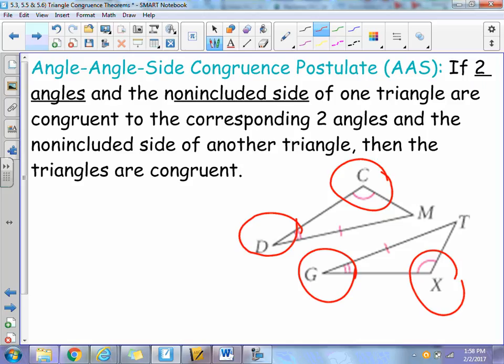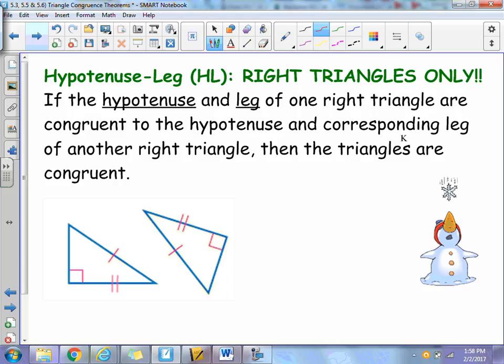Your last one that you wrote down is your HL. If you notice, it was capital letters, exclamation points, because it's for right triangles only. Why would it only work in right triangles? What's H stand for? Hypotenuse, and L is leg. Does every triangle have a hypotenuse? No, only the right triangles. Don't forget your hypotenuse is the one located across from the 90-degree box. If you have hypotenuses that match, and the leg would be one of your other sides, you can say that they're congruent by HL.